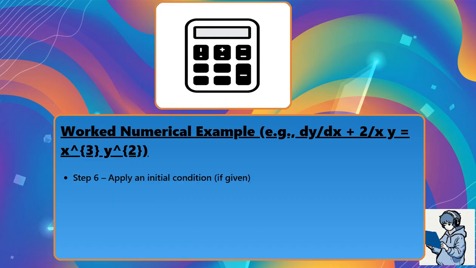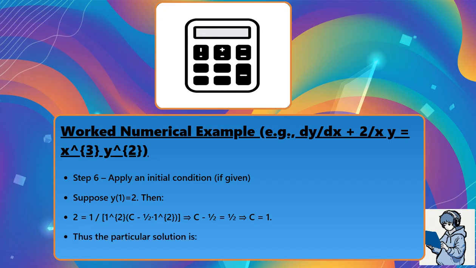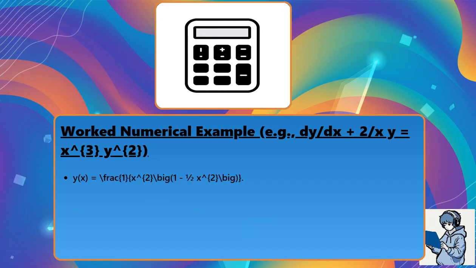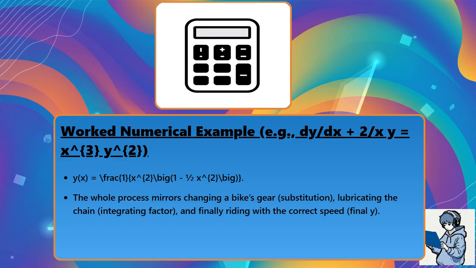Step 6: apply an initial condition if given. Suppose y of 1 equals 2, then 2 equals 1 divided by 1 squared times open parenthesis c minus 1/2 times 1 squared close parenthesis, which implies c minus 1/2 equals 1/2, so c equals 1. Thus the particular solution is y of x equals 1 divided by x squared times open parenthesis 1 minus 1/2 x squared close parenthesis. The whole process mirrors changing a bike's gear, substitution, lubricating the chain, integrating factor, and finally riding with the correct speed, final y.